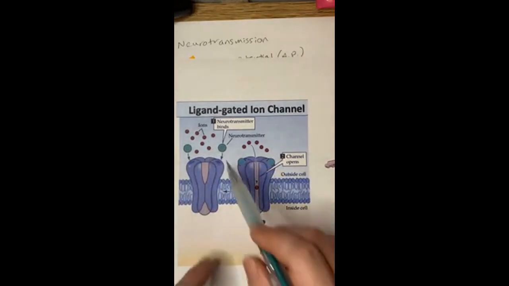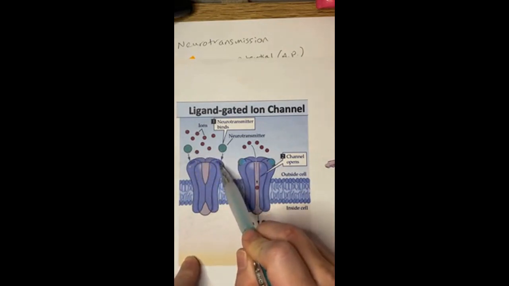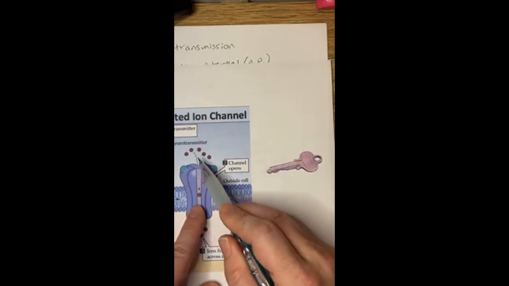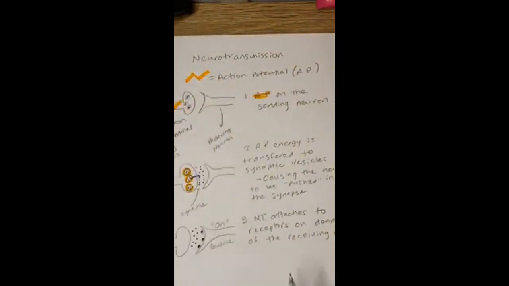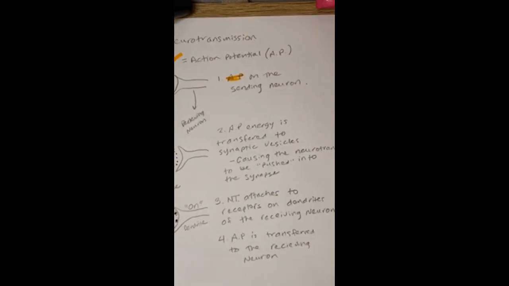So what happens is that this neurotransmitter binds, and that can be serotonin, dopamine, and a host of other ones. The neurotransmitter binds to the receptor, and that is the key that unlocks the electricity door. So now the ions are able to flow into the next neuron and turn that neuron on, and it just continues to flow. Okay? So the neurotransmitter attaches to dendrites on the receiving neuron. So now the action potential is transferred to the receiving neuron. And on it goes until it reaches its desired destination.